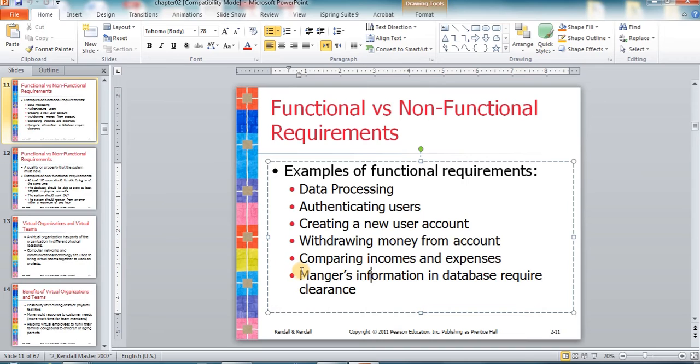For example, the manager information in the database should require clearance. So if the manager wants to access certain information related to the manager, then he or she should obtain clearance from the system in order to be able to access this information. This is also a service offered by the system. All of these are examples of functional requirements within a certain system.